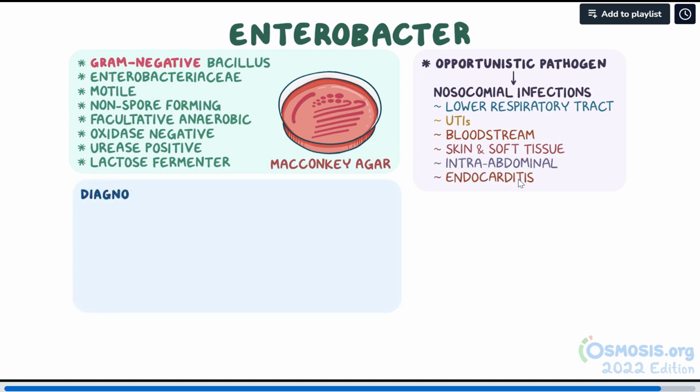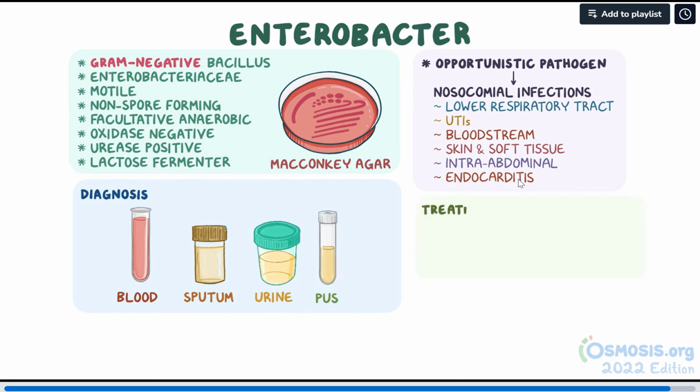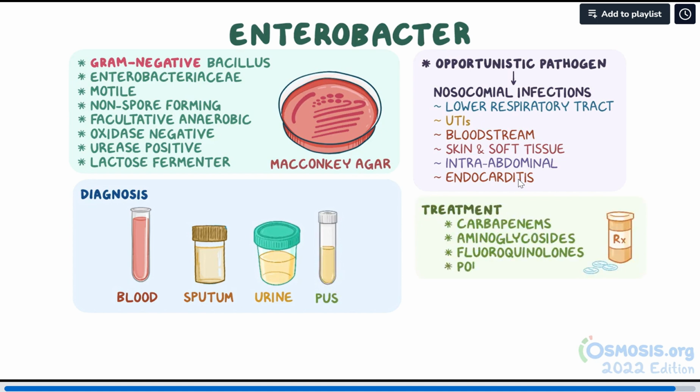Enterobacter infections are diagnosed by identifying the bacteria in a culture from blood, sputum, urine, or pus, and can be treated with carbapenems, aminoglycosides, fluoroquinolones, and polymyxins.